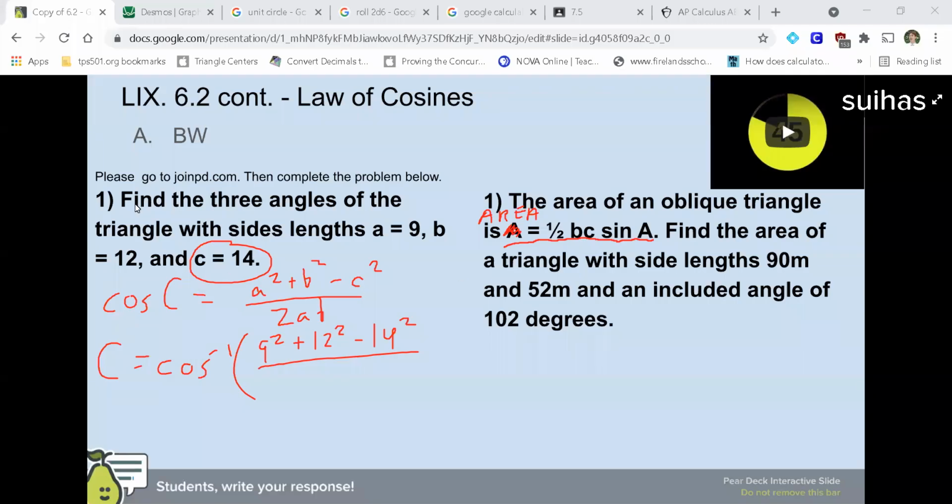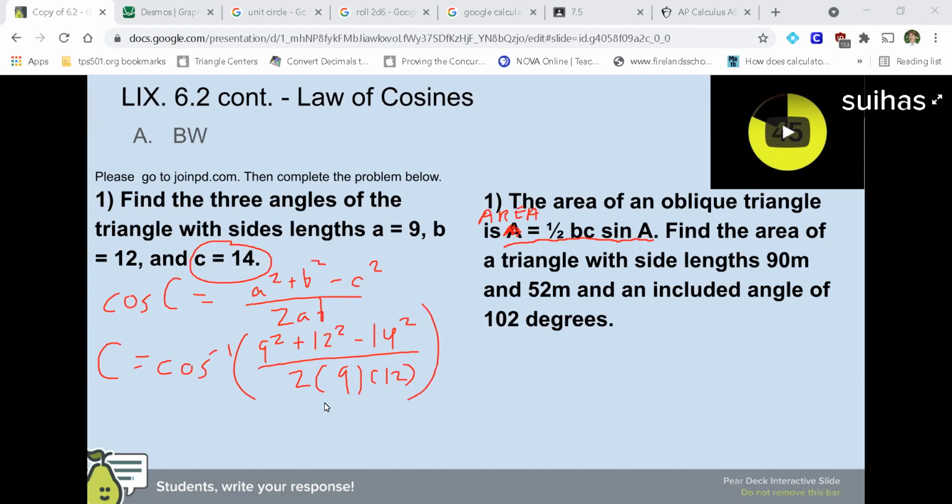Okay, real quick. So for number one here, you need to find your three angles. If you want to pause and work these out, that's great. Otherwise, the first angle you need to solve for is C, because side C is the biggest. Use the law of cosines, take the cosine inverse, plug in your numbers.